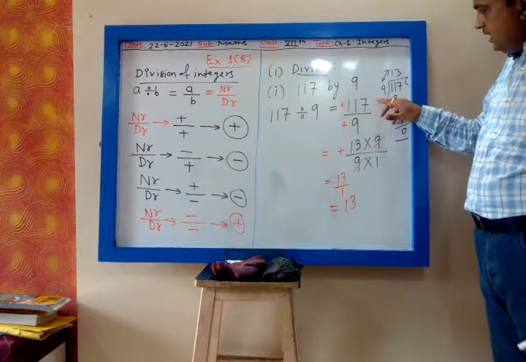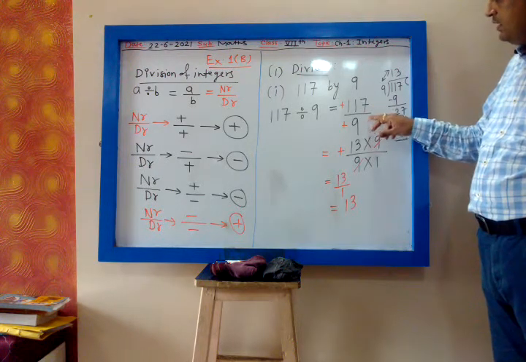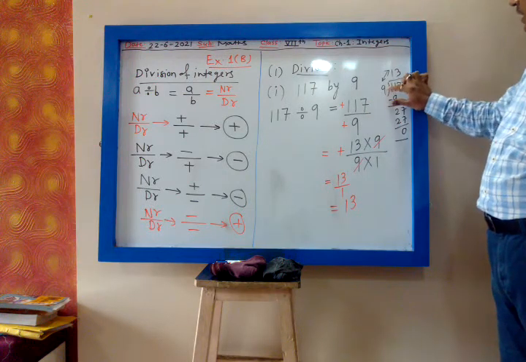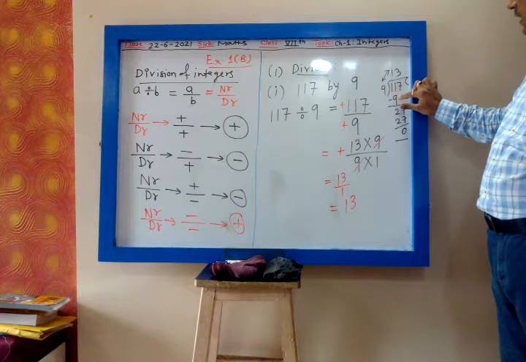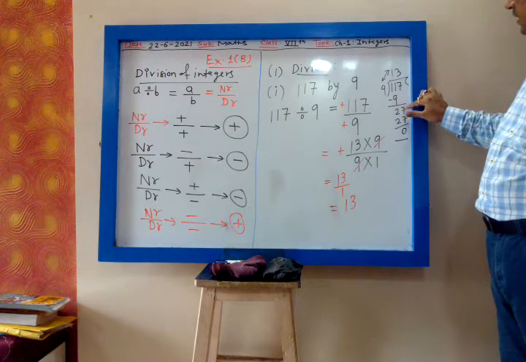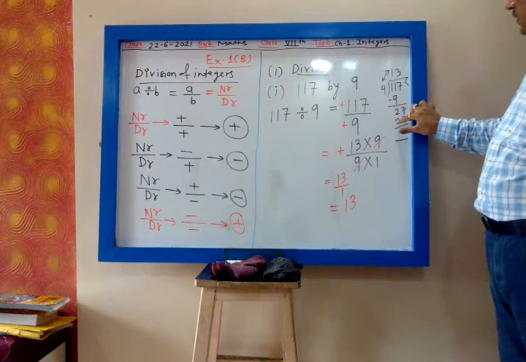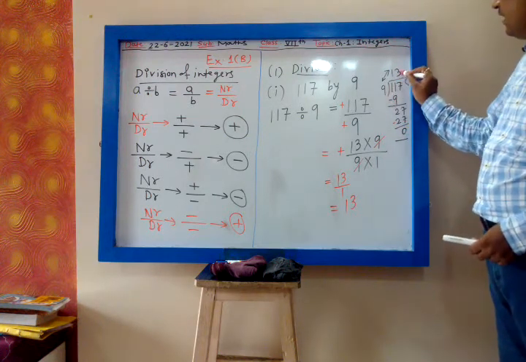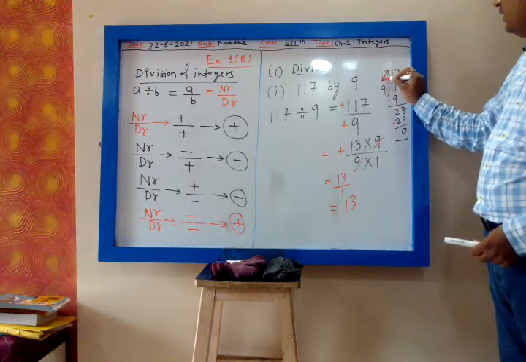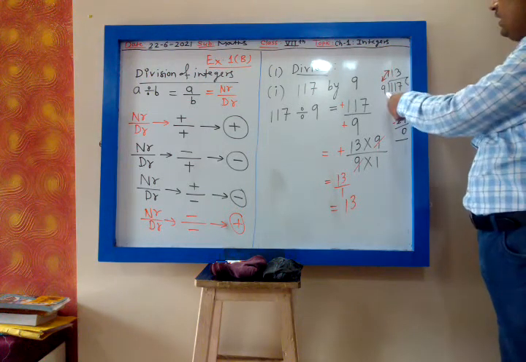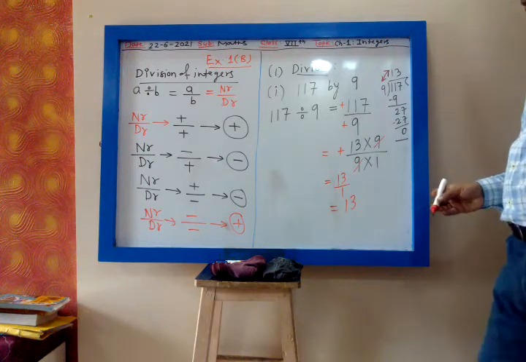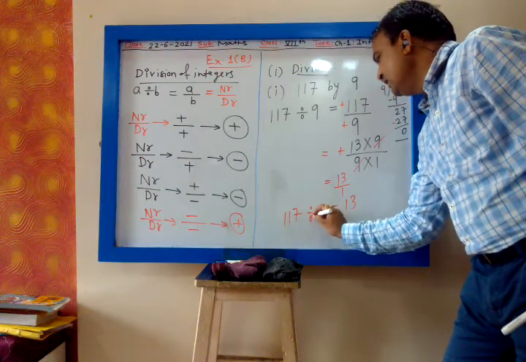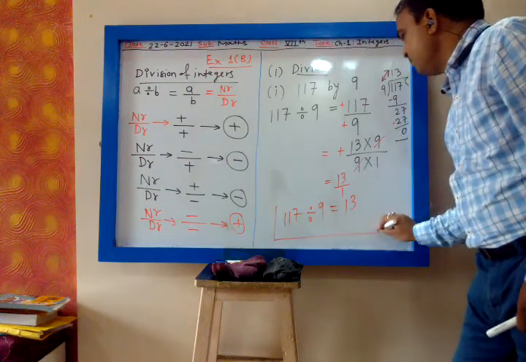My dear, 117 upon 9. You can divide 117 by 9. You can use the table. 9 ones are 9. 11 minus 9 is 2. 7 is carried. 9 threes are 27. 27 minus 27 is 0. That means 117 I can write as 13 into 9. 13 into 9 I can write as 117. So the answer is 13. So 117 divided by 9 gives you the answer plus 13.